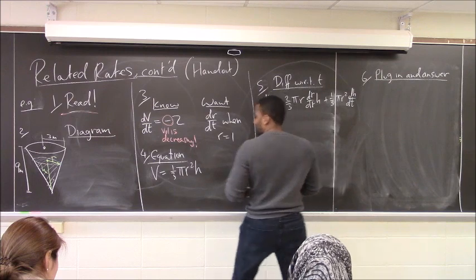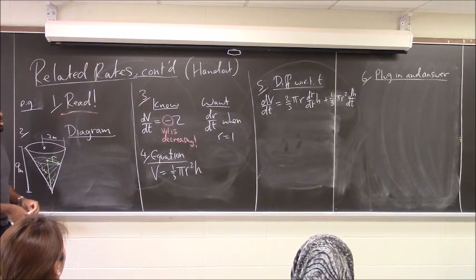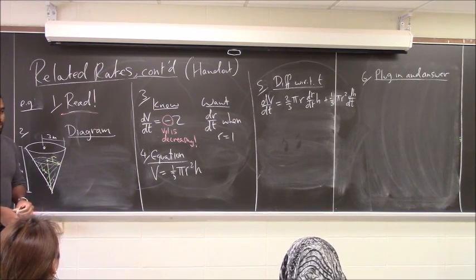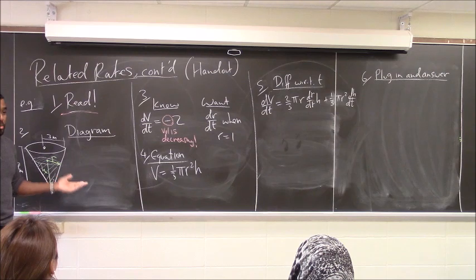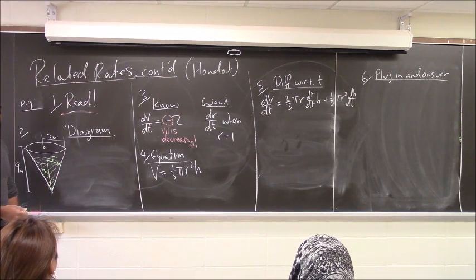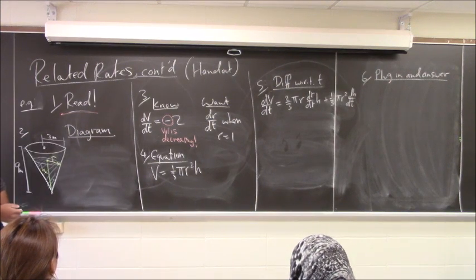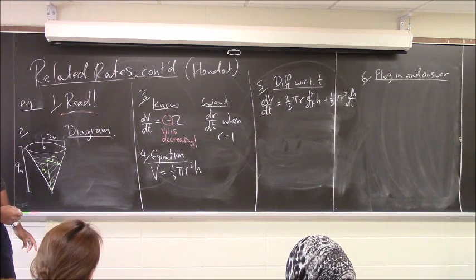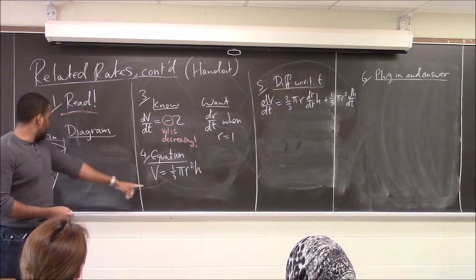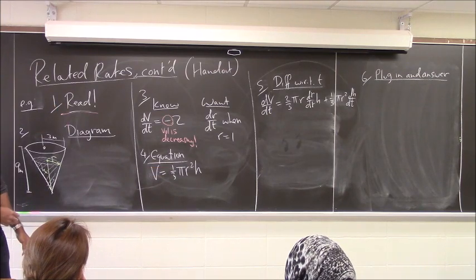Sorry, I was just thinking that there's an issue here. Does anyone notice an issue? We don't have dh/dt. We have no information about dh/dt. We have no information about the height. We couldn't even solve for that information even if we wanted to. Well, we could plug in, we'd have to find what the volume is, but we don't even know the volume. So that's actually a problem.